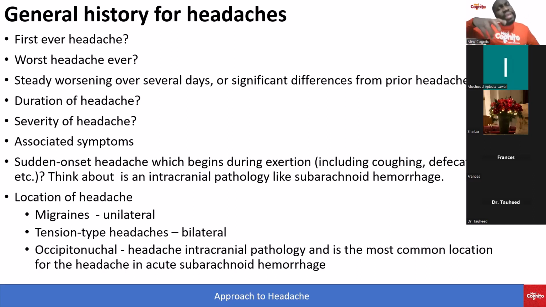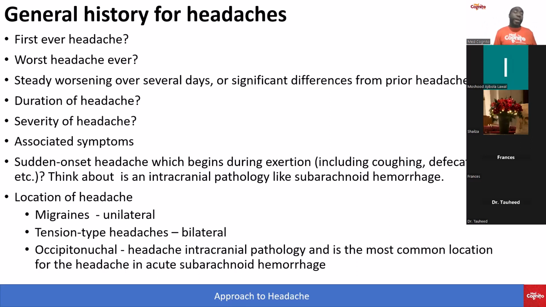And then the location of the headache, which will also be given, will also give you a clue. Headache is unilateral: think about migraine headache. Think about temporal arteritis. Headache is bilateral: think about tension-type headache. Headache is occipital and nuchal: think about subarachnoid hemorrhage as well.